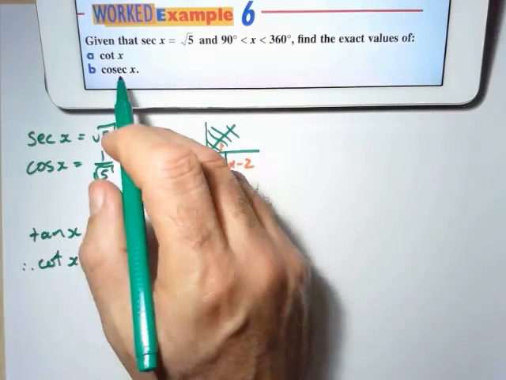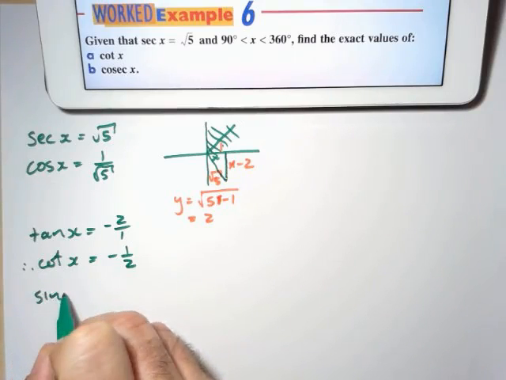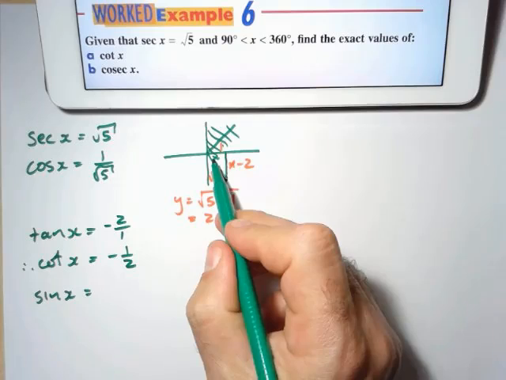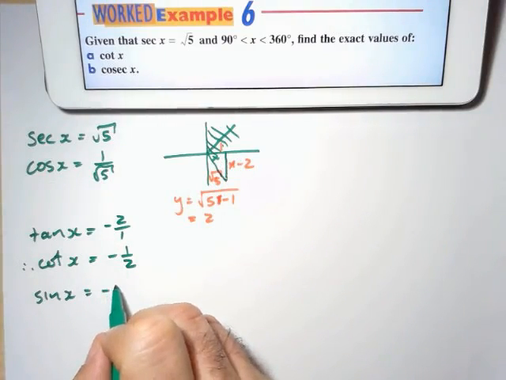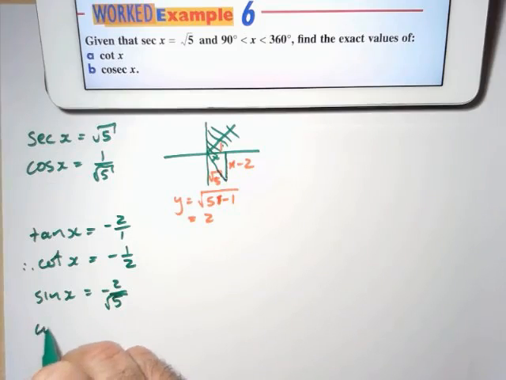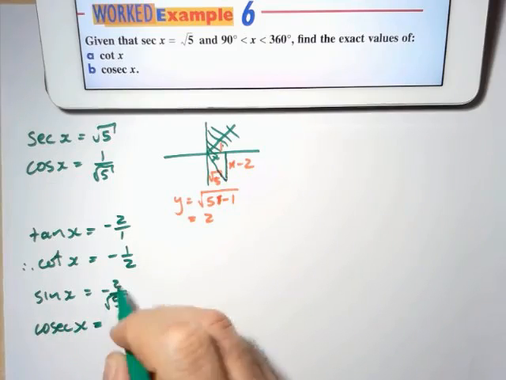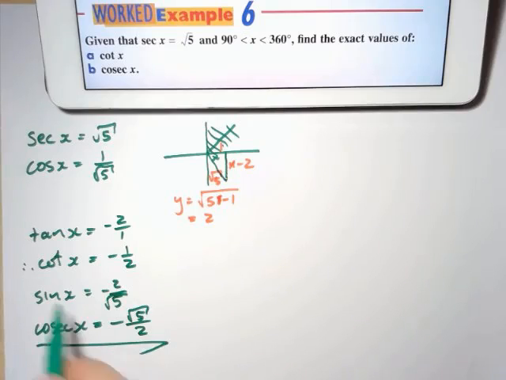If I want to calculate the cosec of x, I can say the sine of x in this case is negative 2 over square root 5, negative opposite over hypotenuse. Therefore, the cosec of x equals the reciprocal, negative square root 5 over 2. There's an answer.